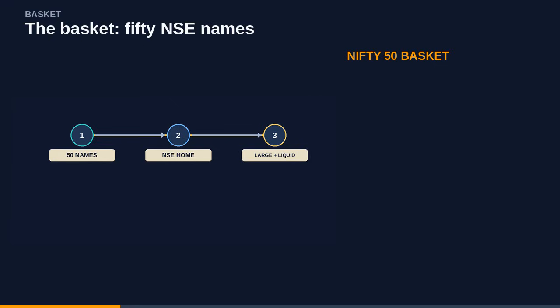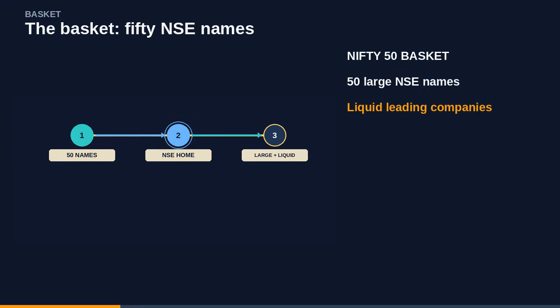Start with the basket. The Nifty 50 is an NSE equity index whose basket is 50 large, liquid companies chosen under published methodology. Everyday talk that the market was up often points at this basket, moving as a whole. Liquidity and size matter because the index is meant to represent leading, tradable names, not a random tip sheet of 50 tickers someone liked on social media.